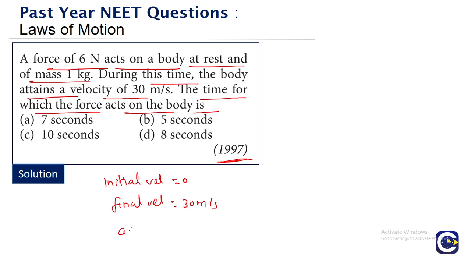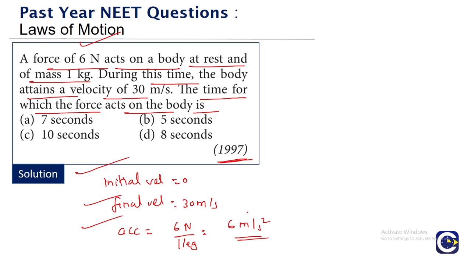So let us look at what is the acceleration produced. We are saying there is a 6 Newton force acting on the 1 kg body, right? So what is the acceleration? 6 Newton by 1 kg. What is it? 6 meter per second square. That is the acceleration. Initial velocity is 0. Final velocity should be 30. Acceleration is 6 meter per second square.